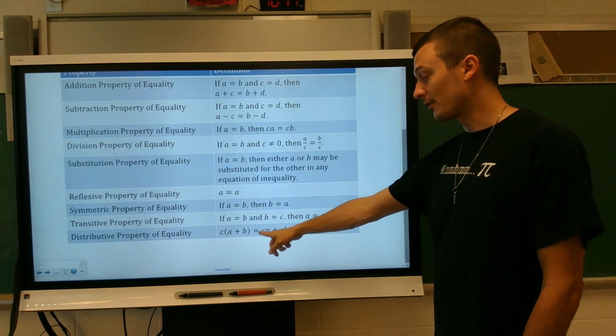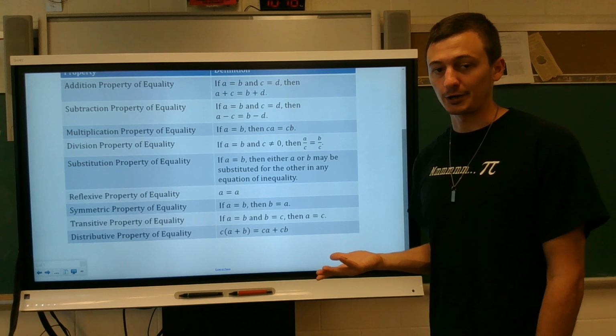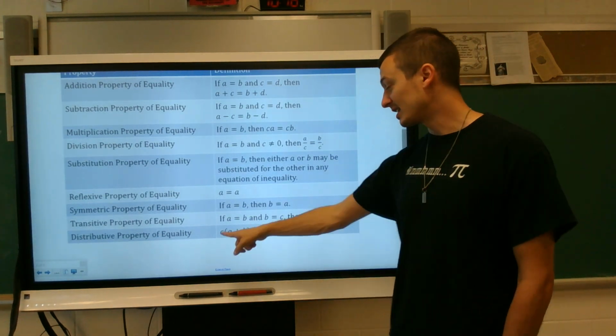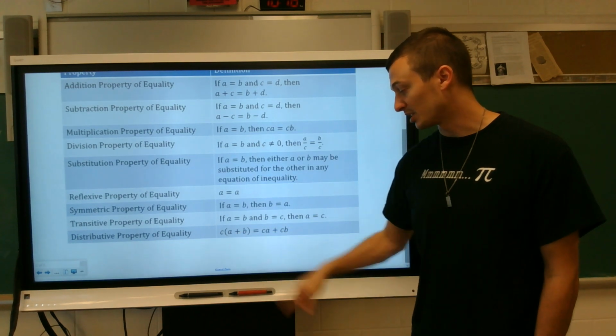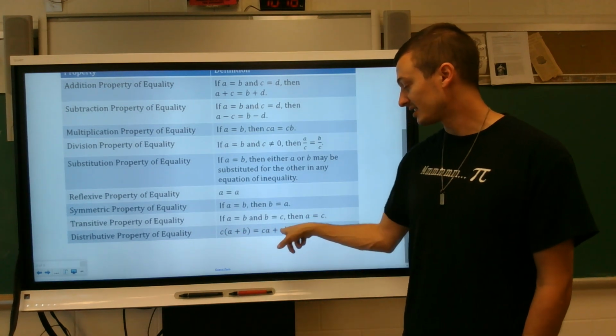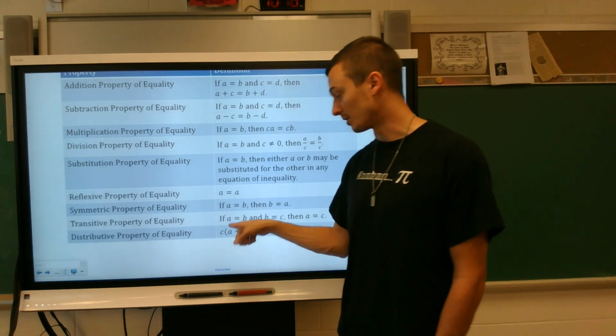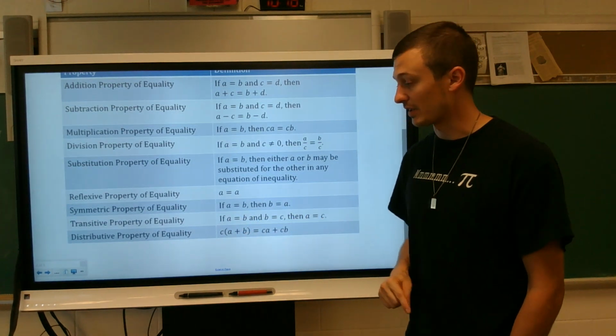The distributive property of equality, it's distribution. You know how to distribute things. I'm not going to belabor that one. Yes, I am. If you have C times the quantity A plus B, it's C times A plus C times B. You distribute the C to both addends. You distribute the factor of C to both addends of A plus B.